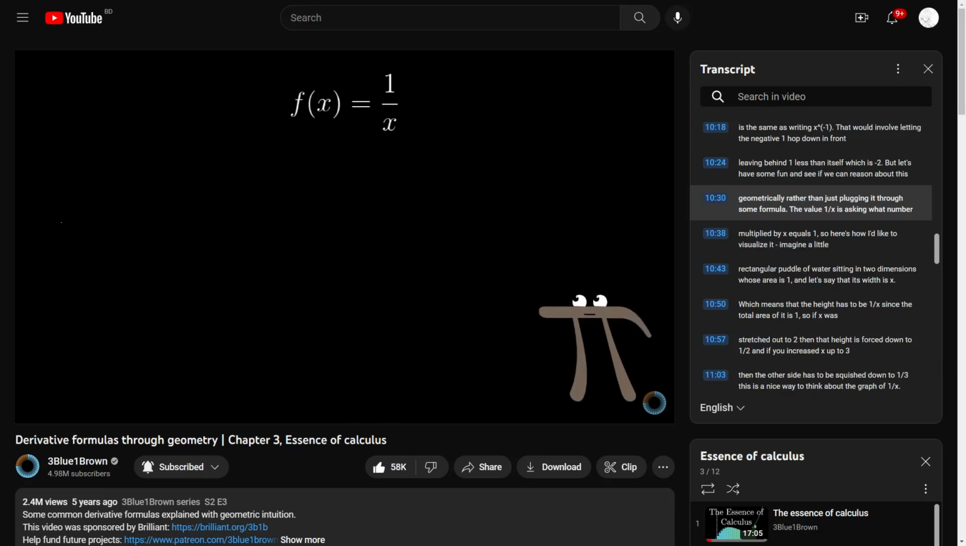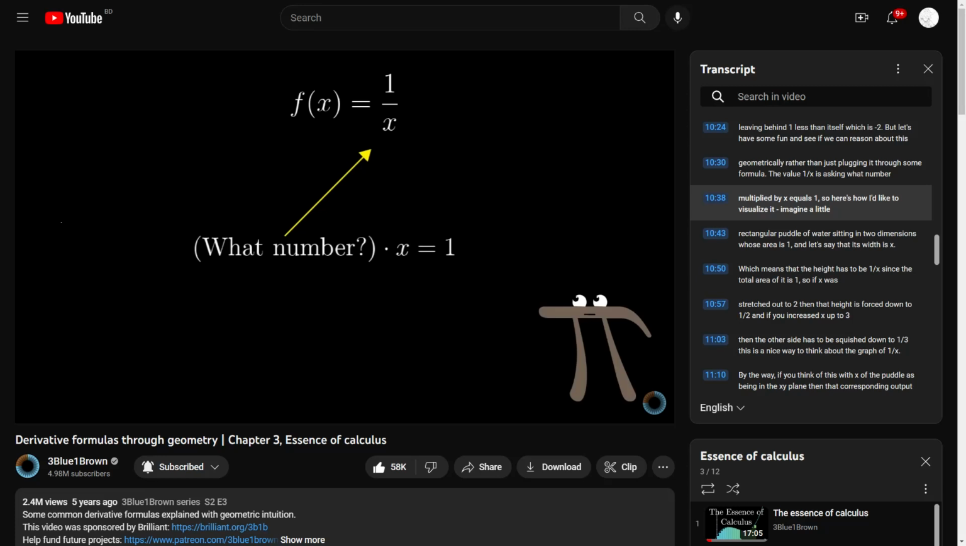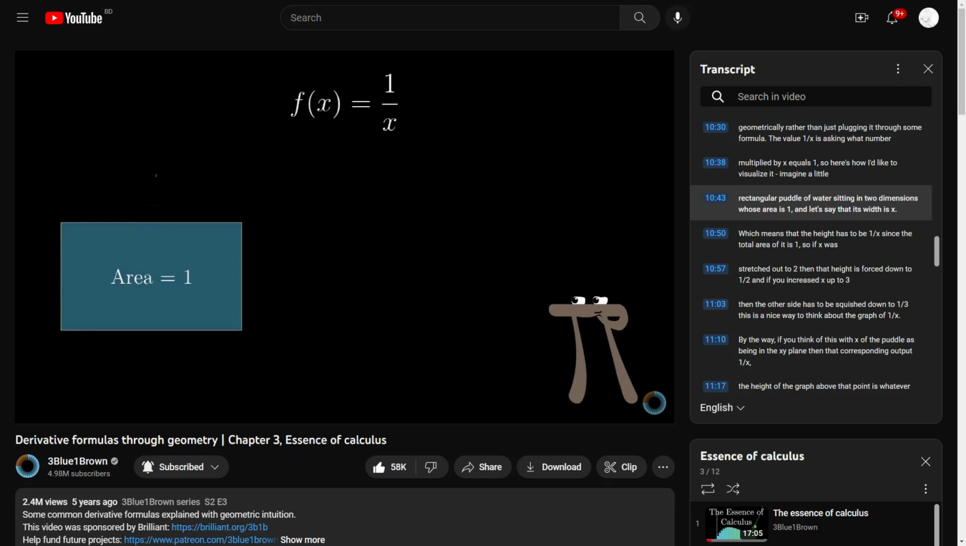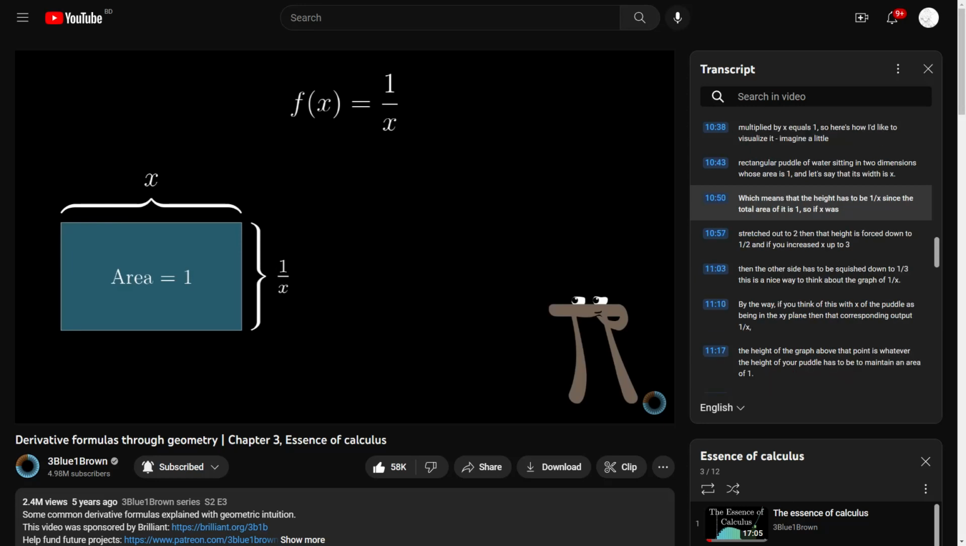through some formula. The value 1 over x is asking, what number multiplied by x equals 1? So here's how I'd like to visualize it. Imagine a little rectangular puddle of water sitting in 2 dimensions, whose area is 1. And let's say that its width is x, which means that the height has to be 1 over x, since the total area of it is 1.